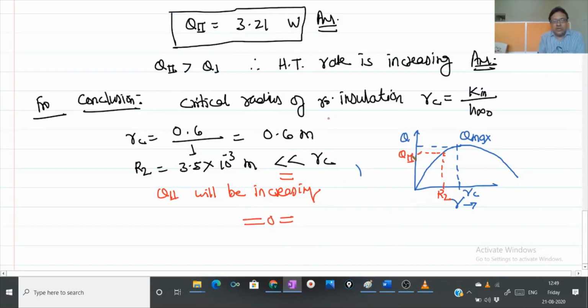Had this R2 been more than 0.6, in that case R2 would be lying in this zone, and under such condition, the heat transfer rate would be decreasing. So with this, we could solve this problem.